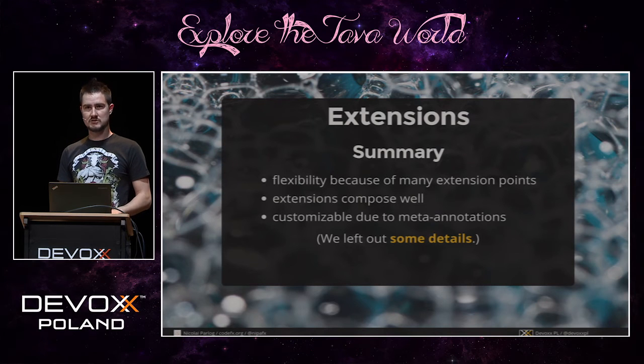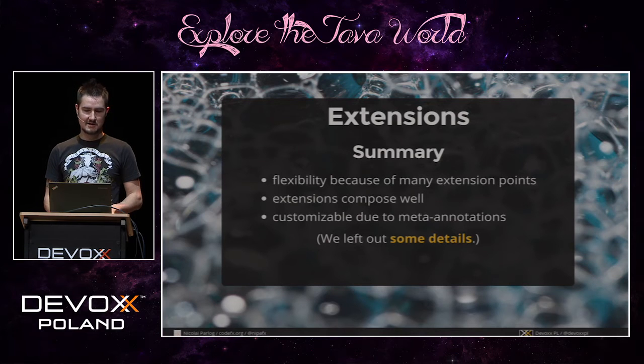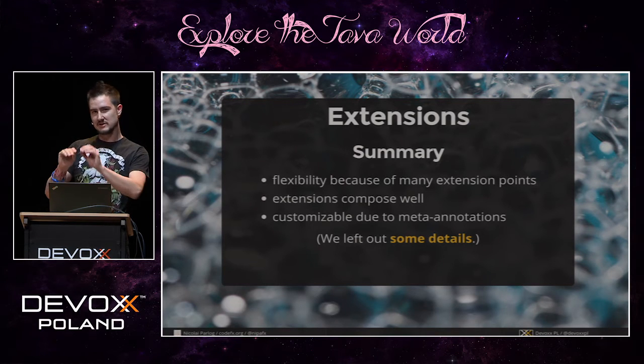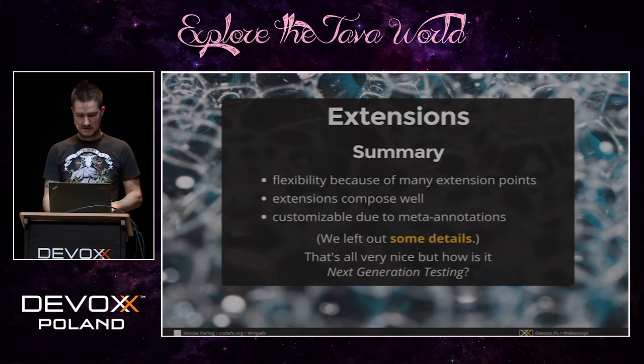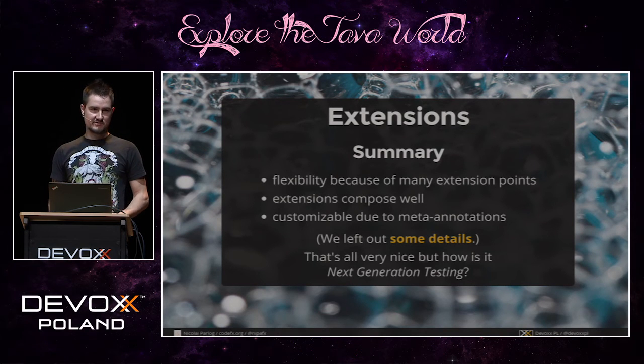And just to make sure, if somebody knows the alpha version a little better, then some of the things I just showed you are not entirely true. We had to leave out some details. You can check them out if you want to. And again, that's really nice. Is it next generation testing for everybody, or is it just nice for a couple of people using JUnit?